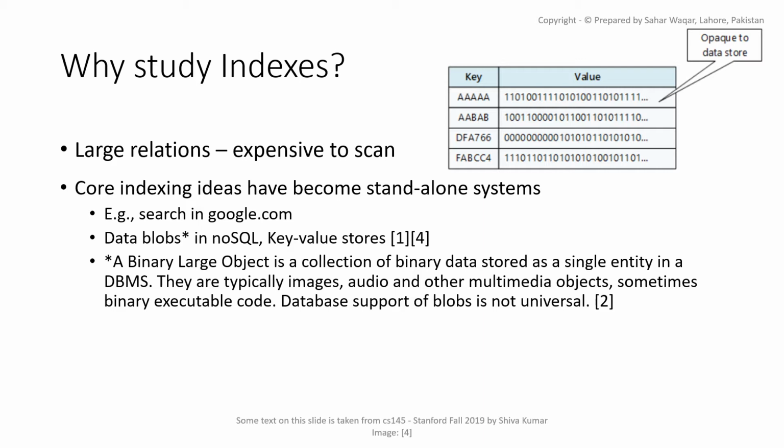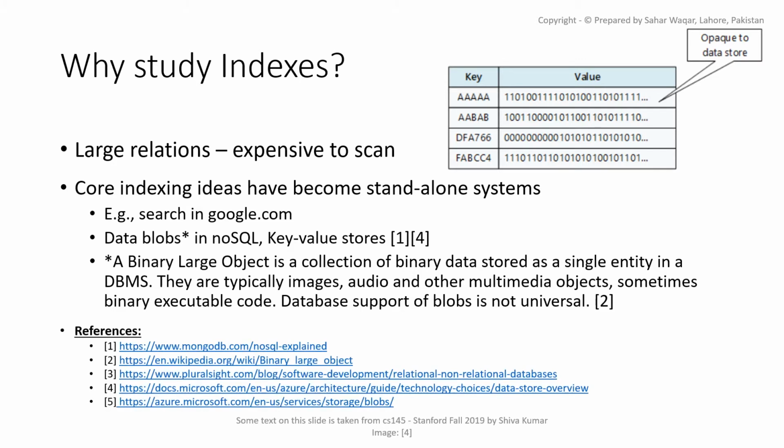NoSQL databases are non-tabular and can store data in a variety of ways like documents, key values, trees, or graphs, etc. They provide flexible schemas and scale easily with large amounts of data and high user loads. Key value stores map keys to the values. An index is created on the key attribute as shown in the image.